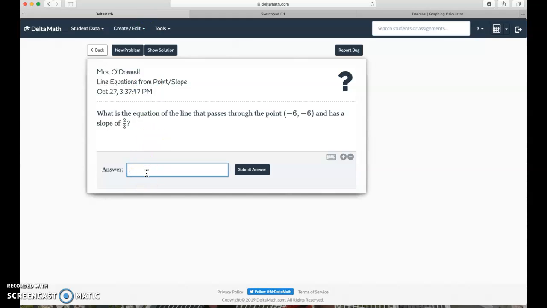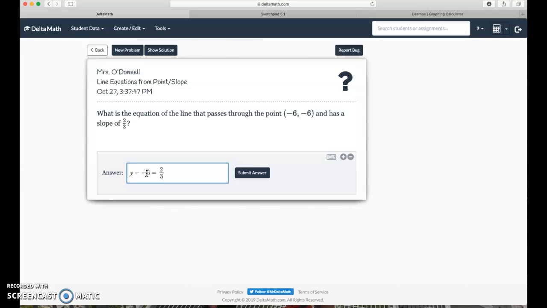So I can really just type it straight in. Y minus a negative 6 equals 2/3 times, and I had to arrow over so I made sure I'm not still in the denominator, times x minus a negative 6. Now, we can see if Delta Math will take this. Minus a negative is poor notation. It's bad math grammar. So let's go ahead and change those minuses to plus signs.